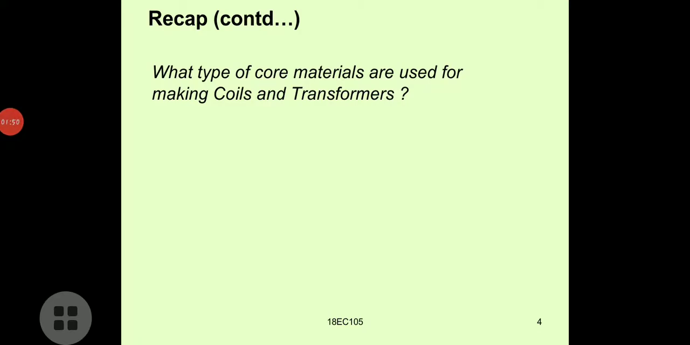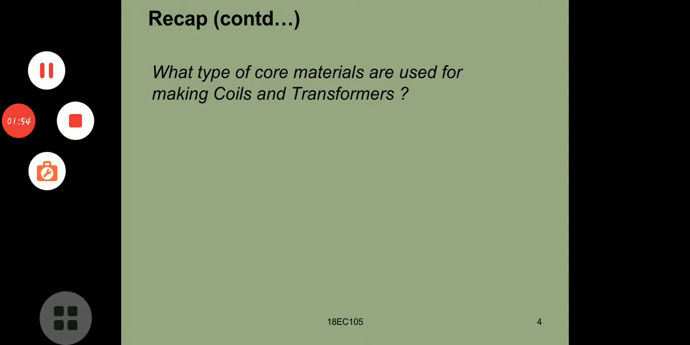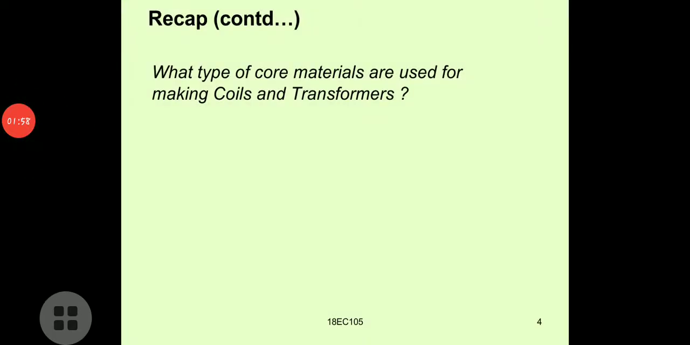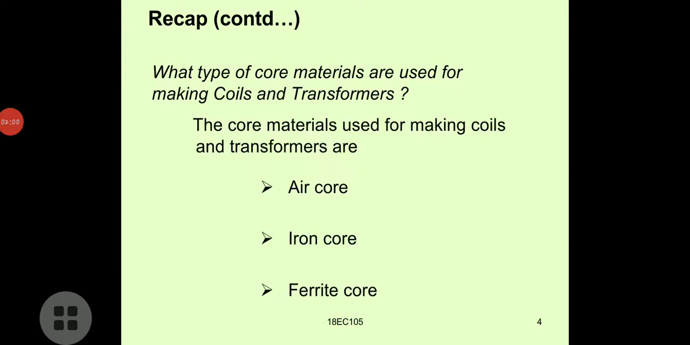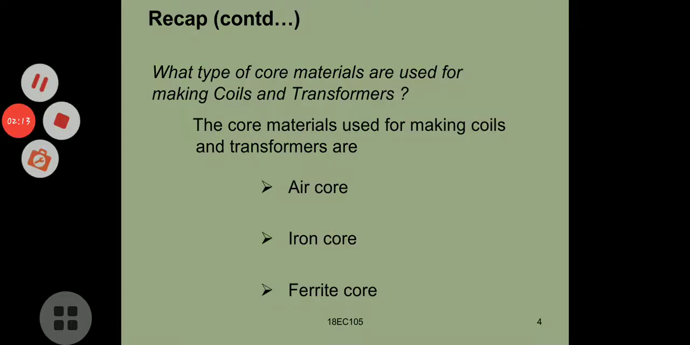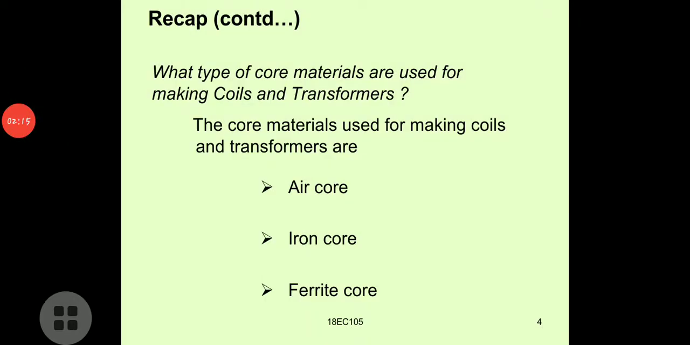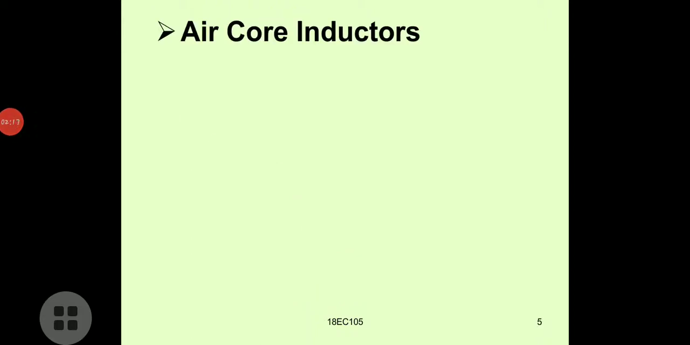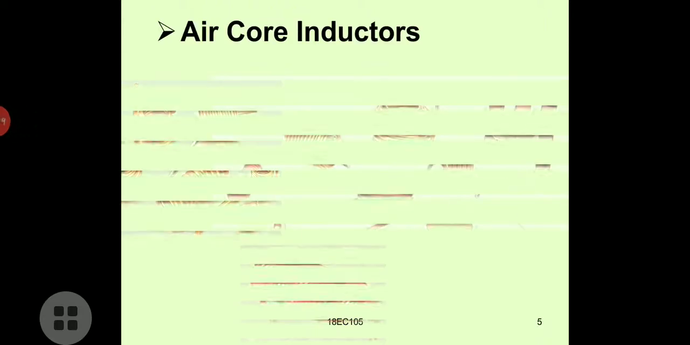Then what type of core materials are used for making coils and transformers? We have actually discussed these things in detail, but let us just recap what they are. The core materials used for making coils and the transformers are air core, iron core and ferrite cores. So let us see what we have seen under air core.